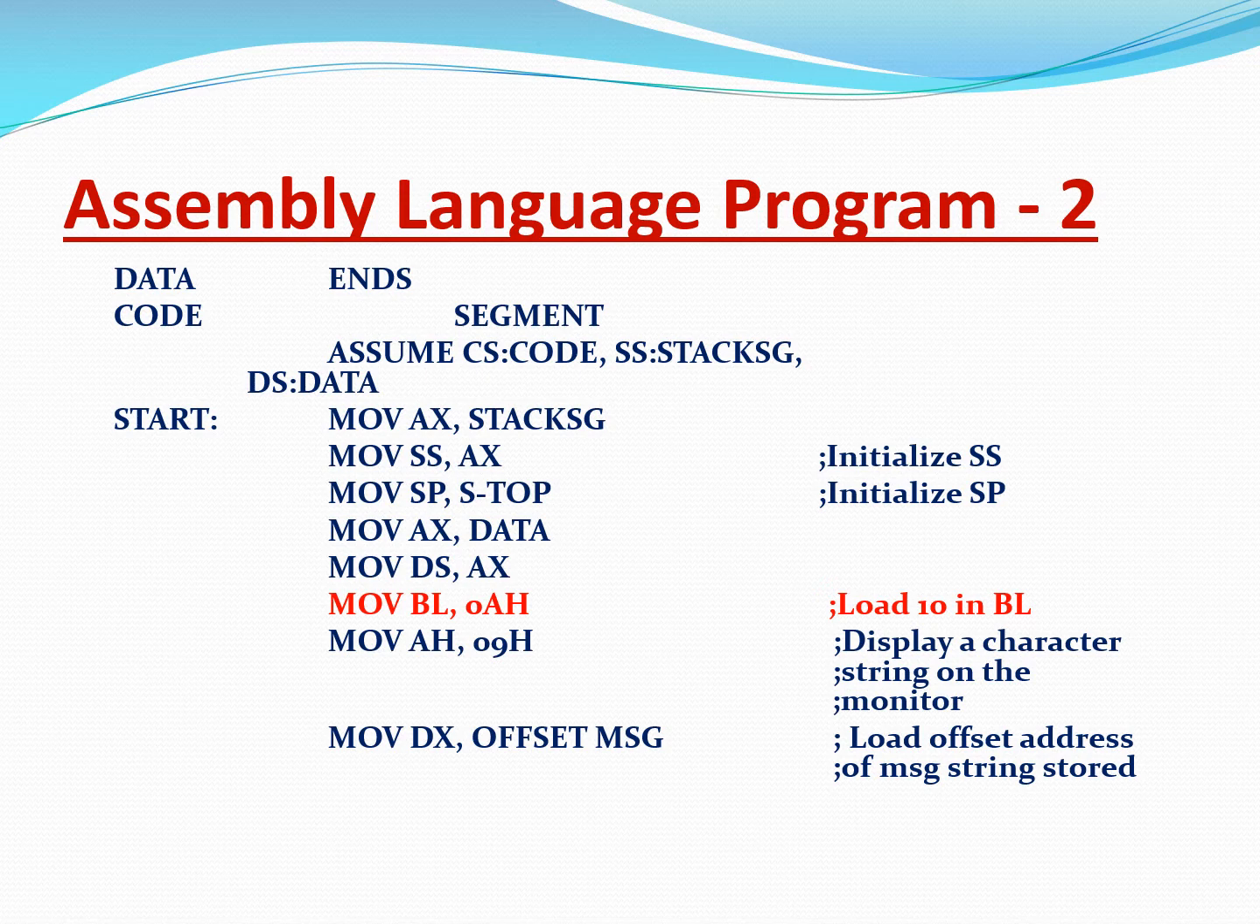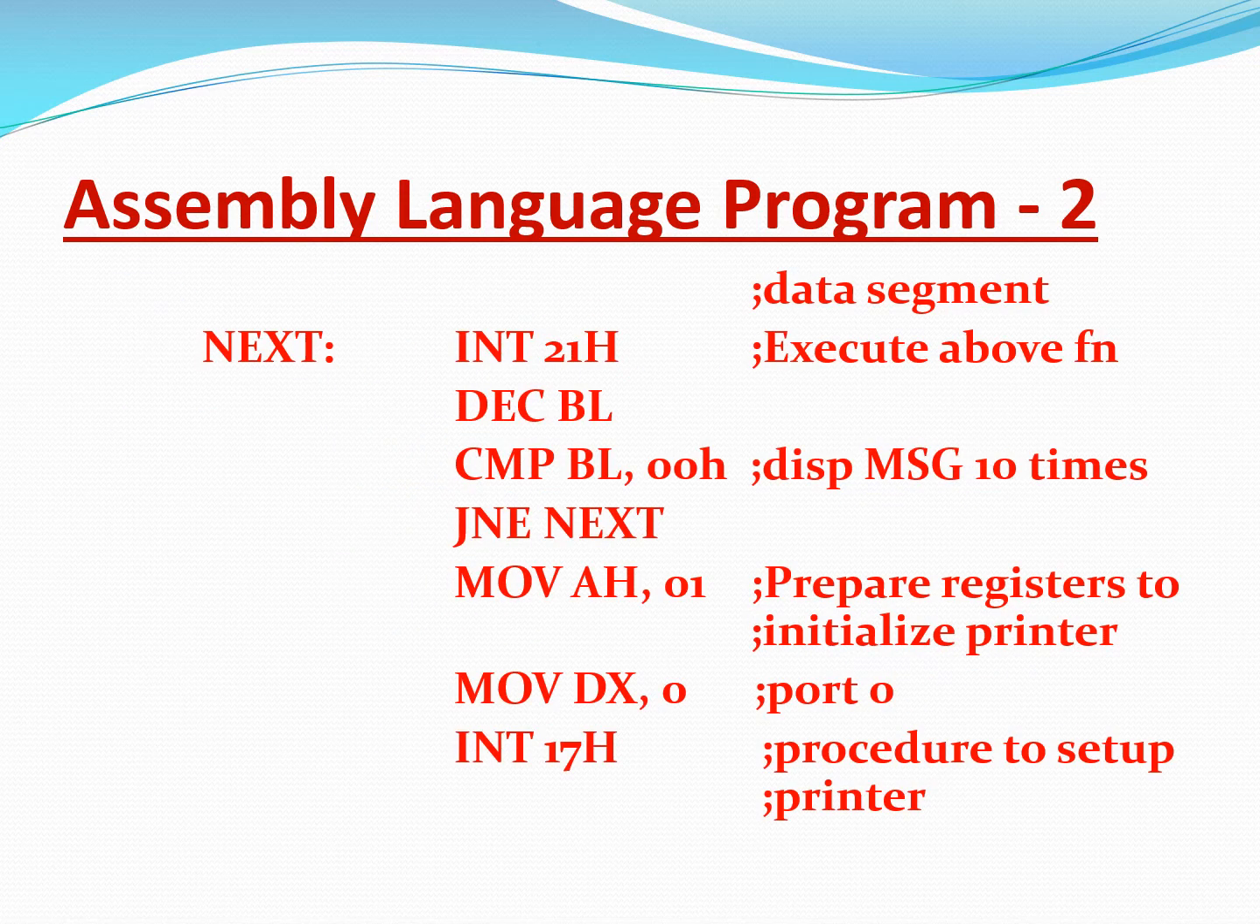MOV DX, OFFSET message. So we are loading the offset address of the message, or the starting address of the message which we have stored in the data segment, into the DX register. Next we come to INT 21H. That is, we use this procedure to execute the above function, and of course we give the label NEXT to it also. Then DEC BL, because we have to display the message 10 times.